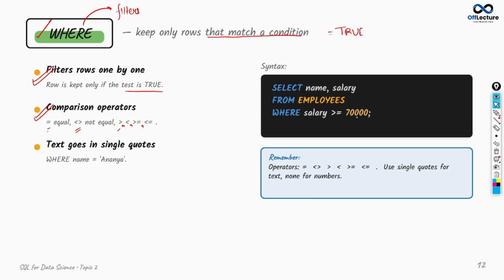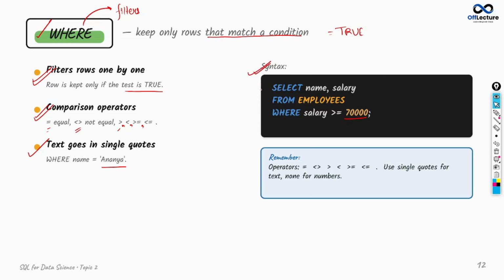If you have worked in any other language like Python or C plus plus, or any programming language, numbers are written as is. But if you are writing any text, you have to enclose them in single quotes. Okay, so text goes in single quotes, so that if you are applying any condition on a text based column, you have to enclose the requirement in the single quotes. Okay, the syntax is pretty simple.